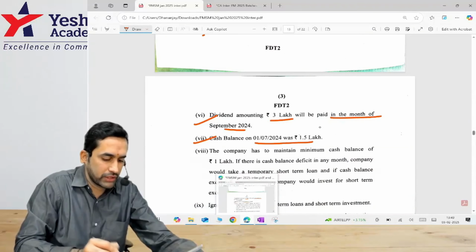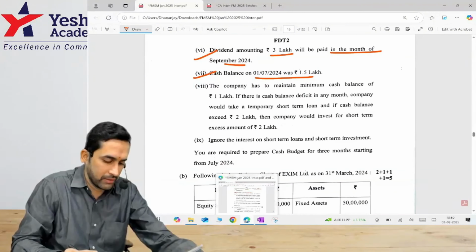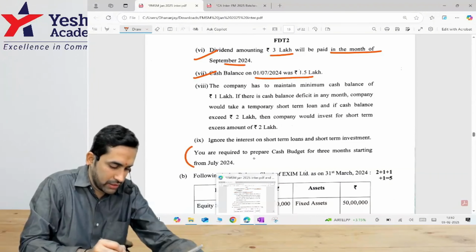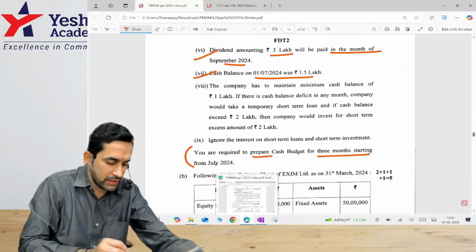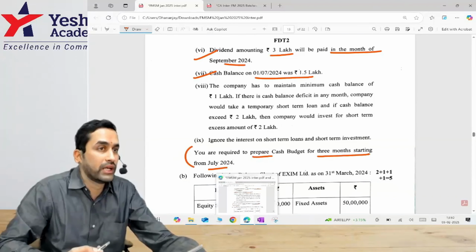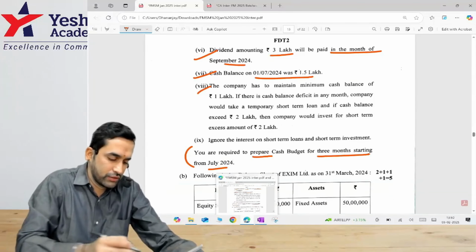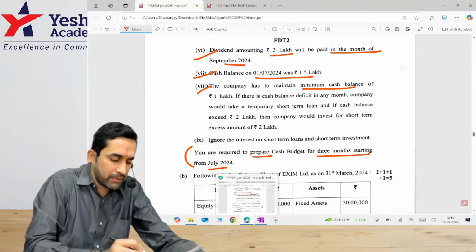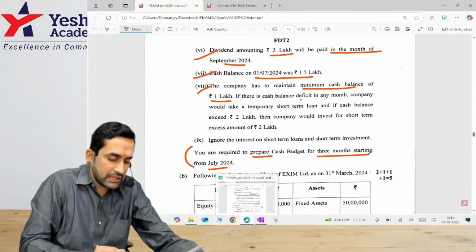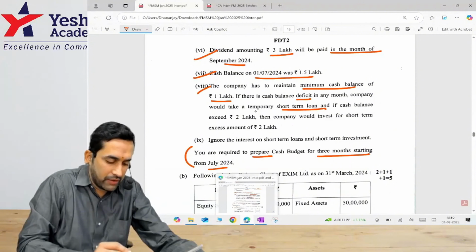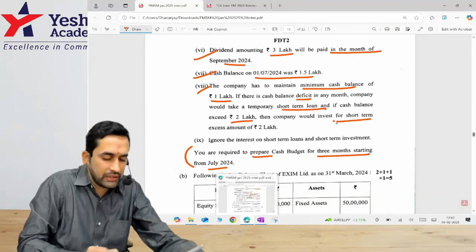Cash balance on 1st July, maybe this is the opening balance. And if you see last line, you're required to prepare cash budget for 3 months starting from July. That's why the July number is the starting point, opening balance. Then they gave this condition. Company has to maintain minimum cash balance of 1 lakh. If there is cash balance deficit, company will take short-term loan. And if cash balance is more than 2 lakh, then they will invest.